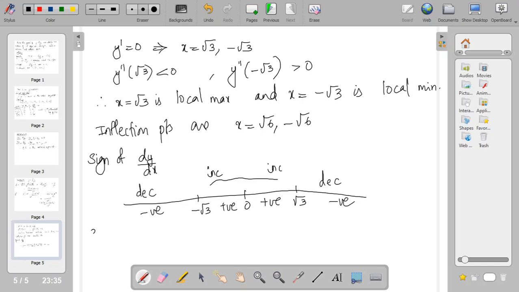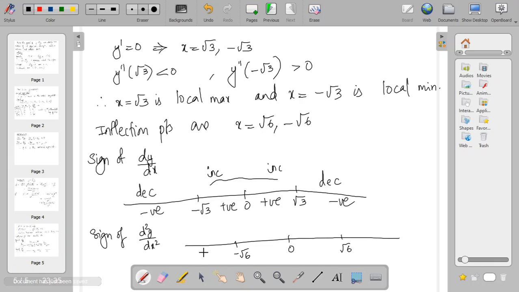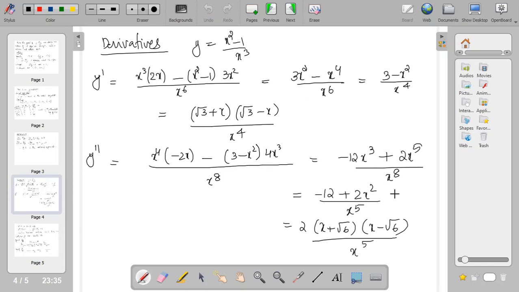And let us look at the sign of d square y by dx square. So again, at 0 the function is not defined, then you have the inflection points root 6 and minus root 6. So concavity will change at these points. So when you take the interval minus infinity to minus root 6, let us look at the sign. So this will be negative, negative, negative.